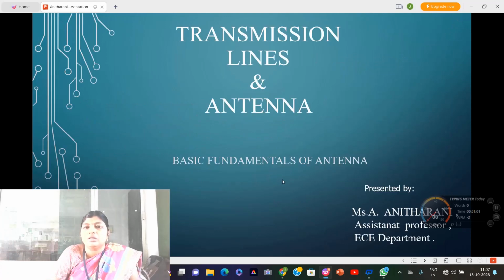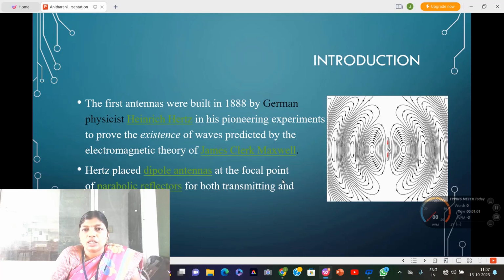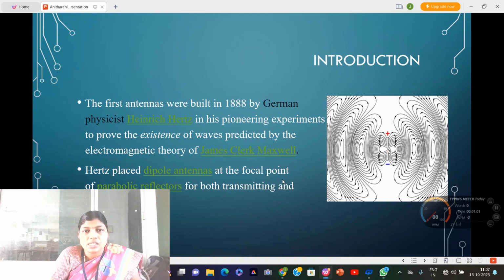Okay, today we are going to see the basic fundamentals of transmission lines and antennas. So, first one is introduction. In the introduction, the first antenna was built in 1888 by the German physicist Hertz.